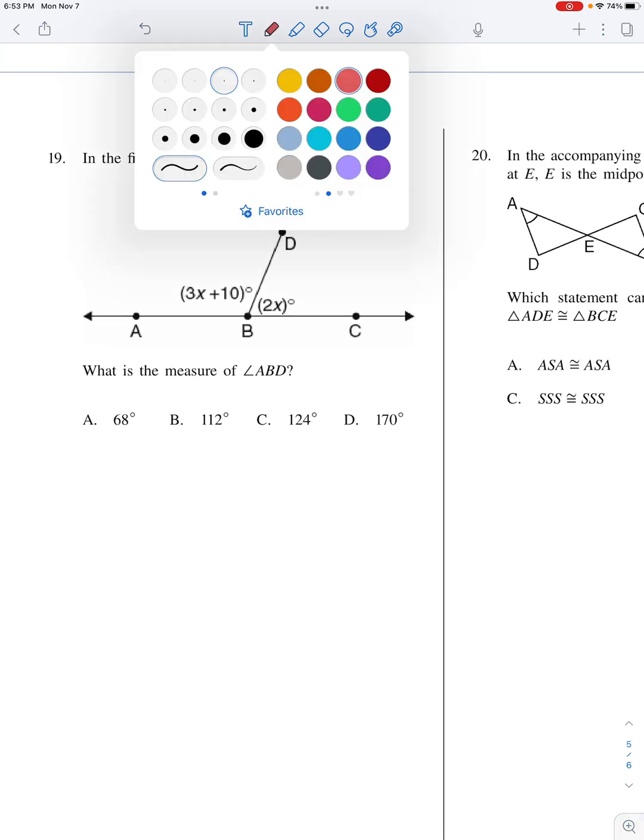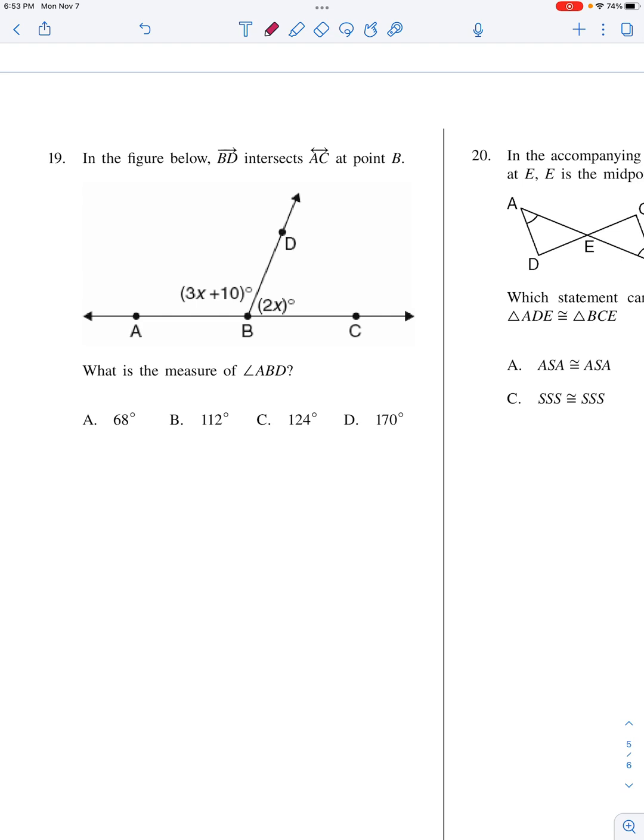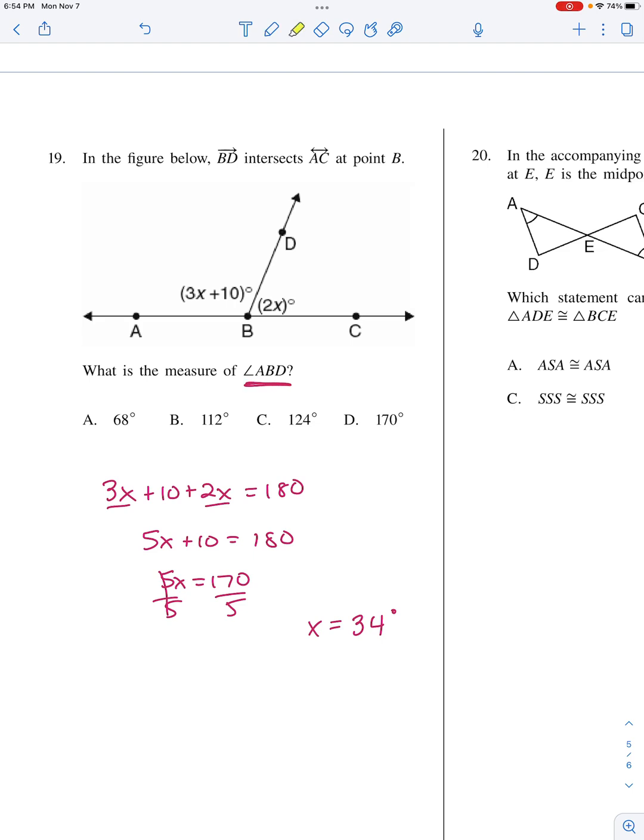Okay, number 19. Set these equal to 180 because they're on a straight line. 5x plus 10 equals 180. Subtract 10, you get 5x equals 170, and then divide by 5. That gives you x, but that's not the answer. x is 34 degrees, 170 divided by 5. Then you have to plug in, because they want ABD. ABD is that big obtuse angle. So you're going to do 3 times 34 plus 10, which is 102 plus 10. So the answer is 112. Choice B.